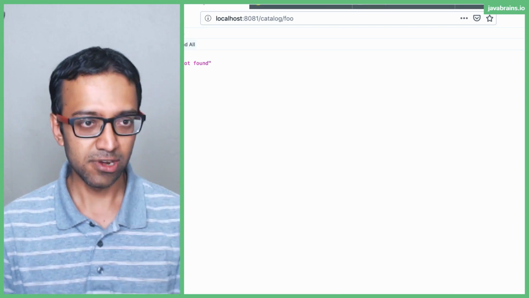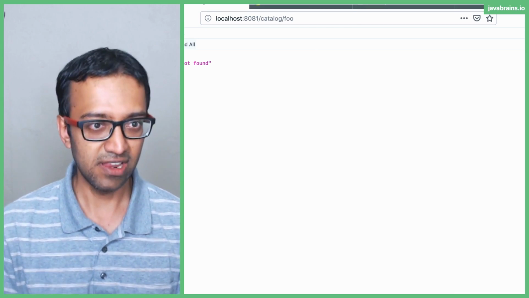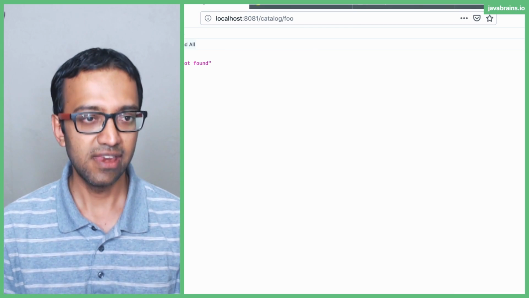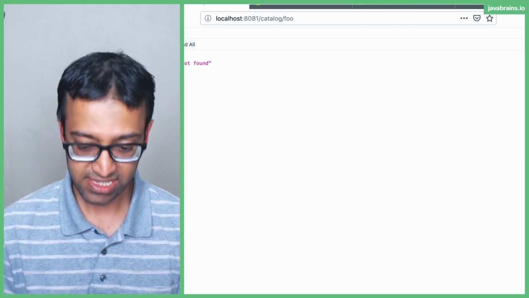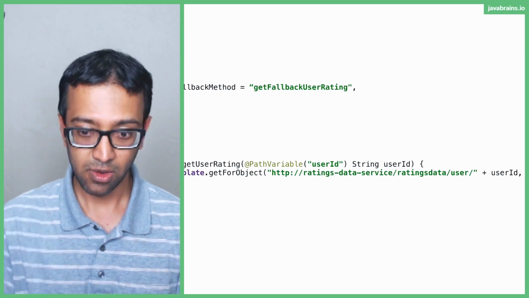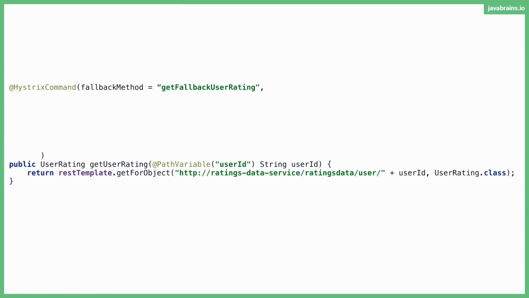The last couple of things I want to talk about is the parameters that we need to set, right? So we had Hystrix take a fallback method. That's one of the several parameters that you can set. The parameters go into the Hystrix command annotation, and it's going to look something like this.